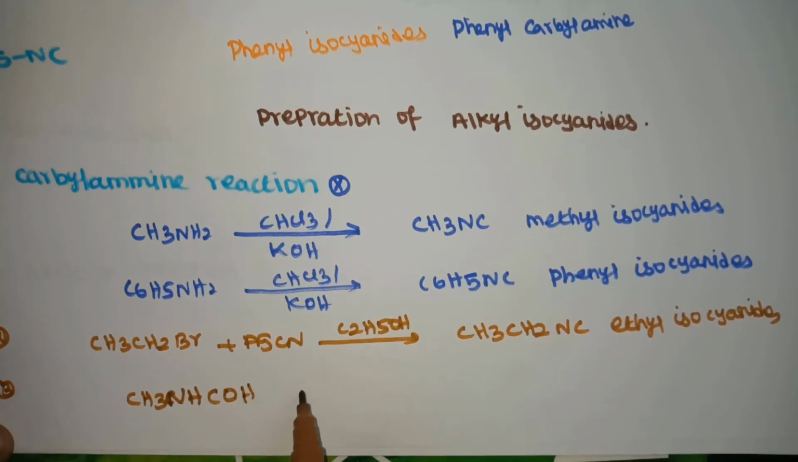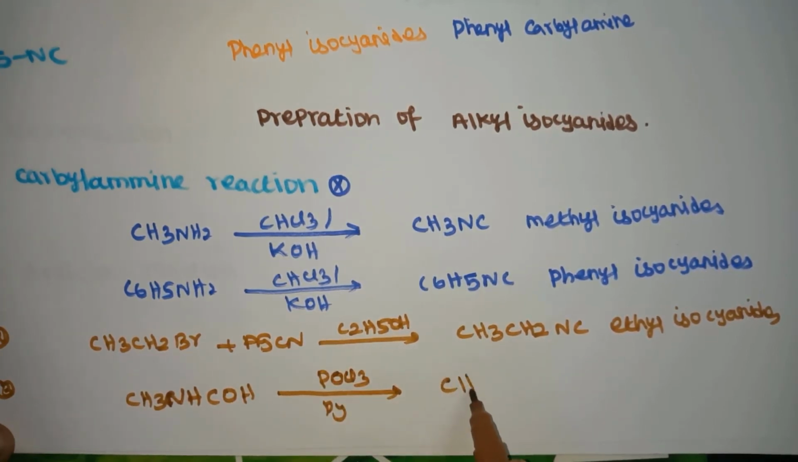Last method, from N-alkyl formamide with POCl3. CH3NHCOH reacts with phosphorus oxychloride in pyridine to form methyl isocyanide, CH3NC. Methyl isocyanide. Next one is the chemical properties of isocyanide.